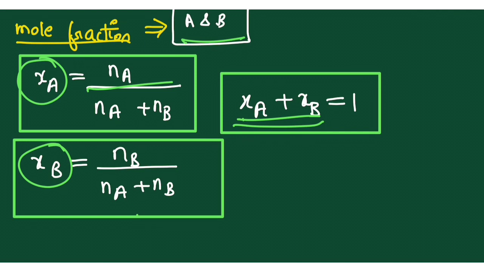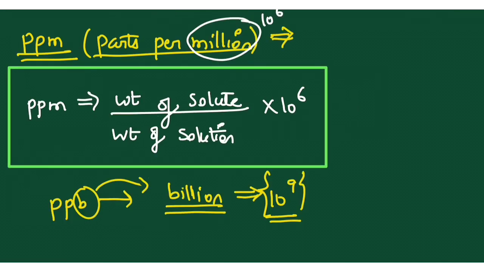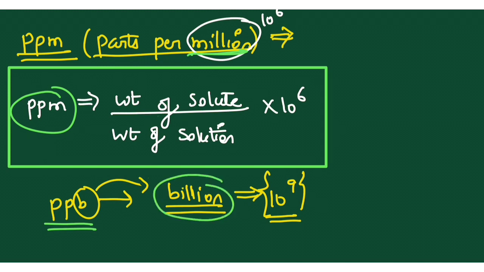Now let's move to colligative properties, the last topic for today's video. Parts per million is left, I'm sorry. Always remember parts per million. Million is 10 to the power 6. So parts per million will be weight of solute divided by weight of solution into 10 to the power 6. And if it is ppb, then parts per billion, that is 10 to the power 9. In place of 10 to the power 6, you will have 10 to the power 9.